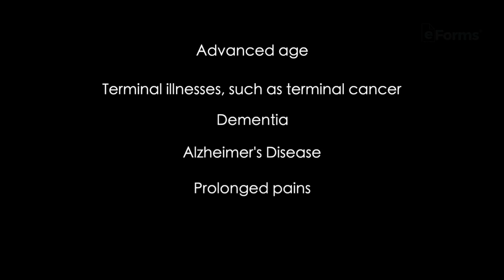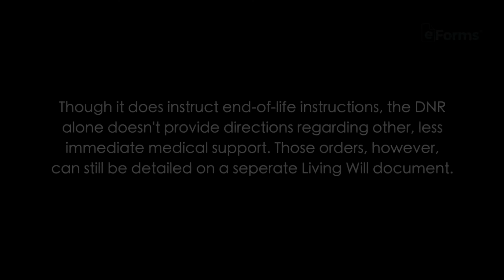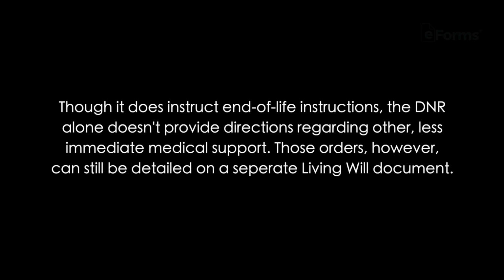Patients that choose to have a DNR in place usually suffer from advanced age, terminal illnesses such as terminal cancer, dementia, Alzheimer's disease, prolonged pains, and other long-term diseases or disorders. These patients are likely to have a DNR set up for personal reasons or sometimes due to a doctor's order. Though it does instruct end-of-life instructions, the DNR alone doesn't provide directions regarding other, less immediate medical support. Those orders, however, can still be detailed on a separate living will document.